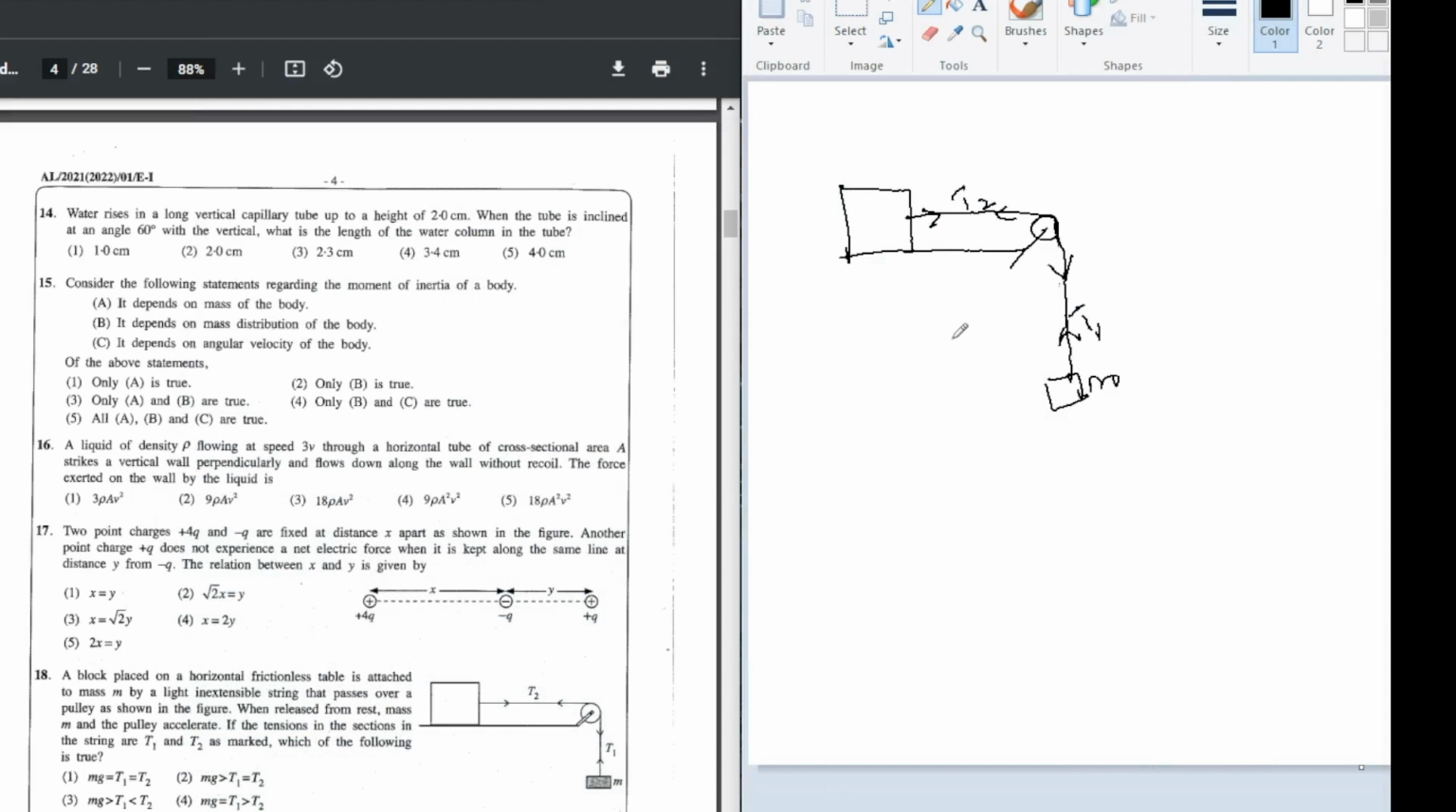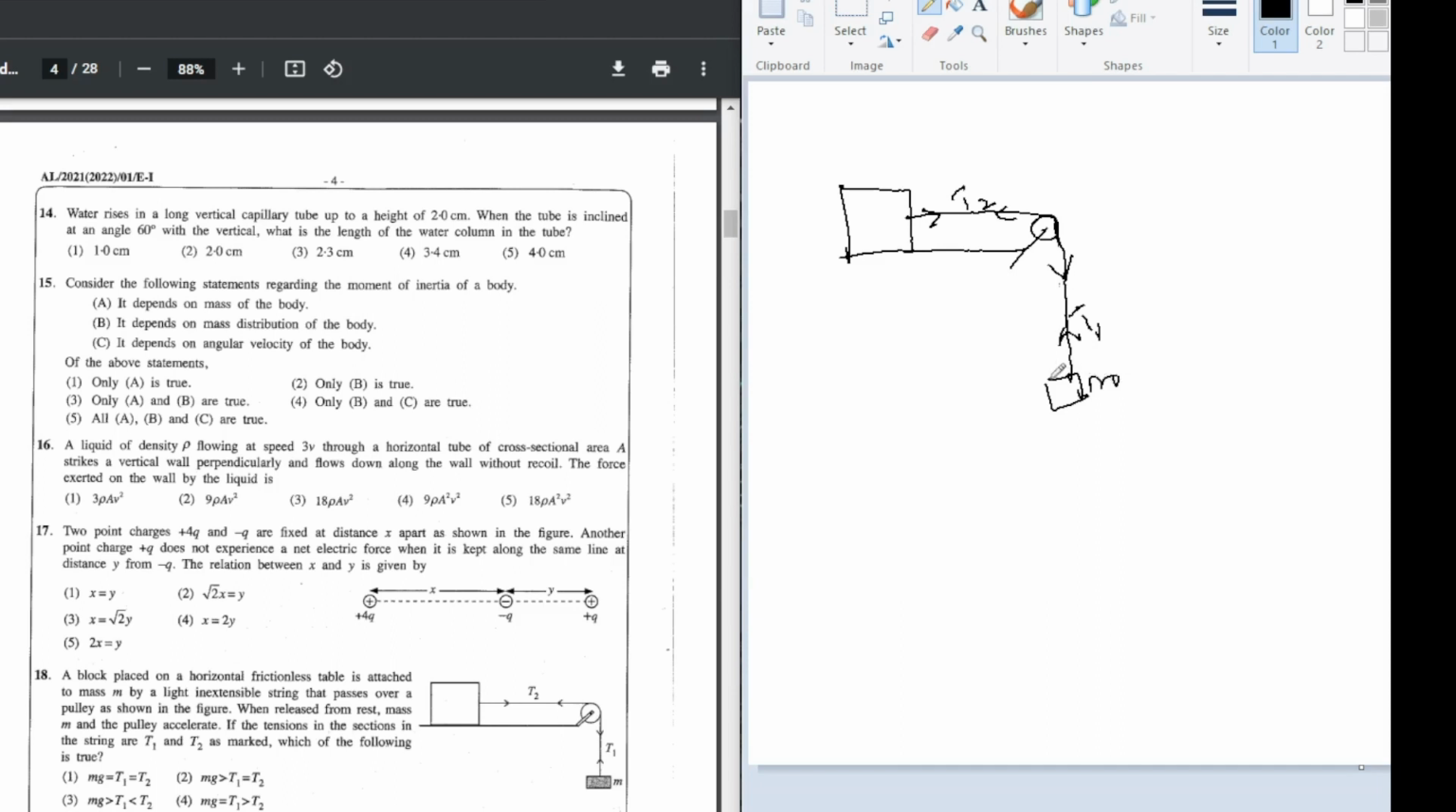Question number 18. A block placed on a horizontal frictionless table is attached to mass m by a light inextensible string that passes over a pulley as shown in the figure. When released from rest, mass m and the pulley accelerate. If the tensions in the sections of the string are T1 and T2 as marked, which of the following is true?